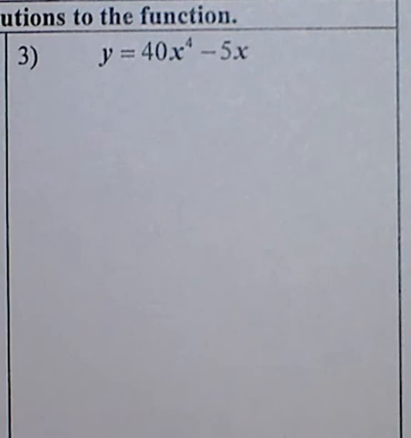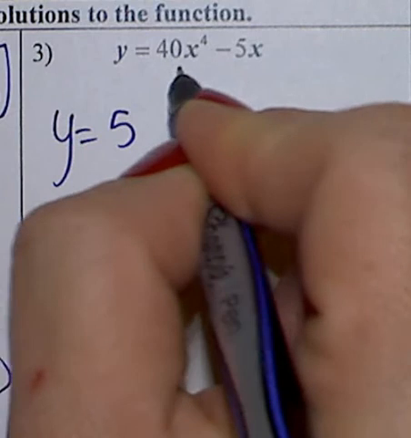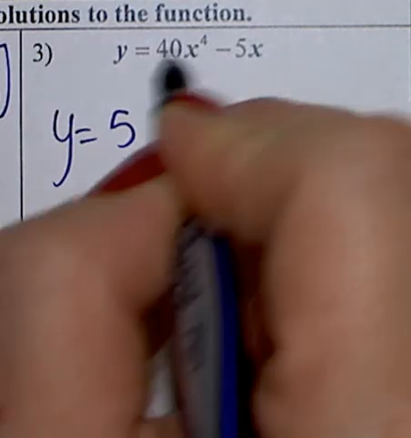What is the largest number that's divisible by 40 and 5? What's the largest number you can divide into 40, and you can also divide it into 5 nicely? 5. What's the maximum number of x's I can take out of both terms? 1x.